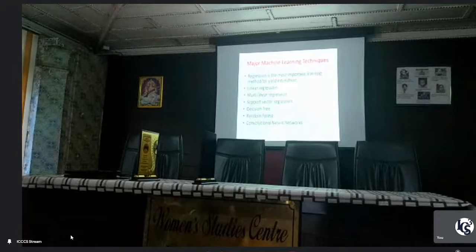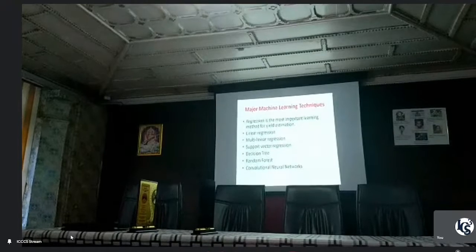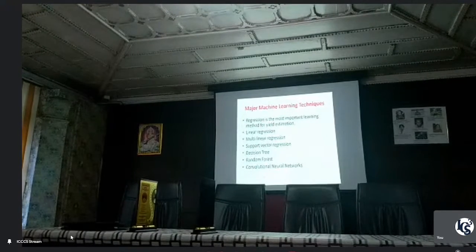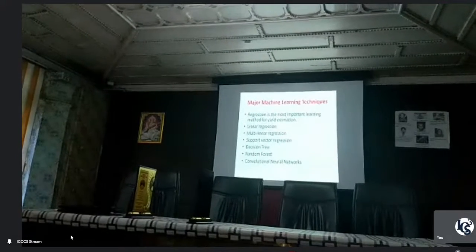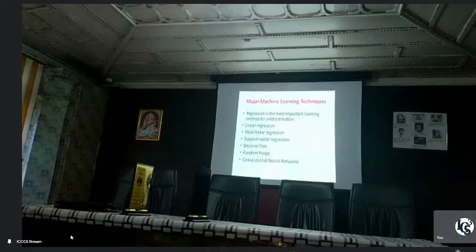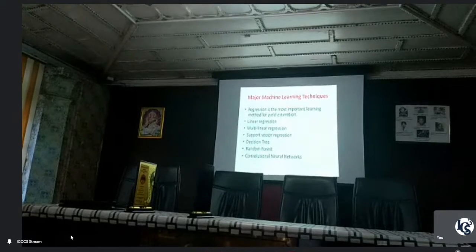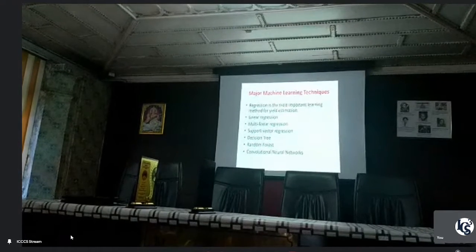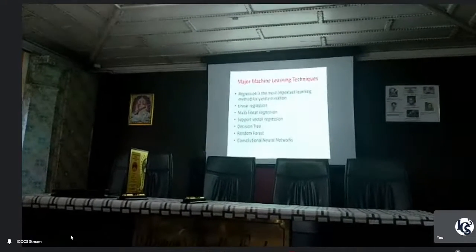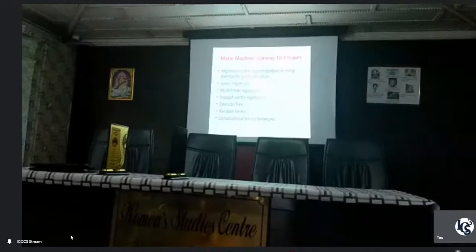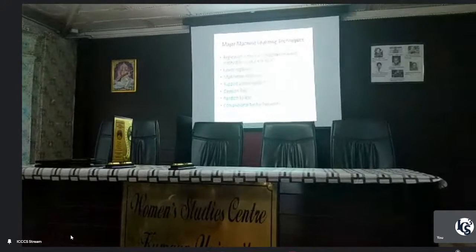Okay, these are the major machine learning techniques. With their help you can find out the prediction. First of all, regression is the most important learning method for yield estimation. Regression is very easy to handle, and with its help we can find out the prediction of the yield. Next, linear regression, with which we also find out the prediction of the yield. Then multilinear regression, support vector regression, decision tree, random forest, and convolutional neural network. These are all types of machine learning techniques with which you can find out the prediction of yield. Now next one.